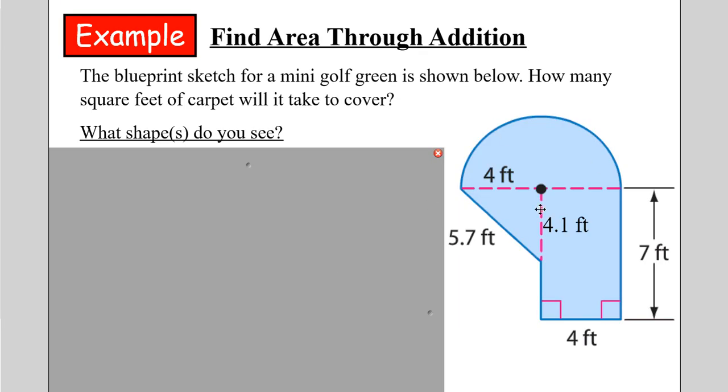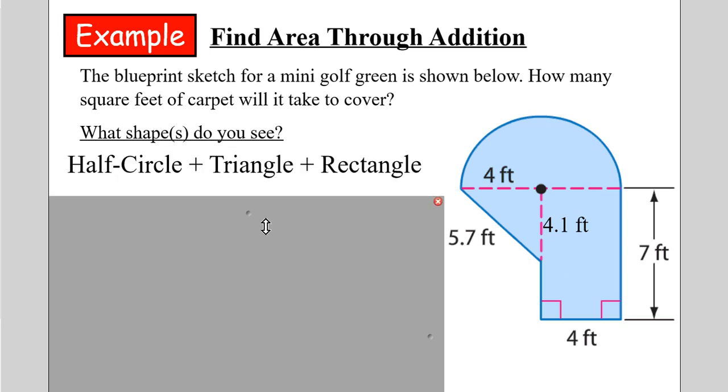In the shape that we're doing right here, a blueprint for a mini golf green is shown below. How many square feet of carpet will it take to cover? So first off, what shapes do you see? I see a rectangle, I see a triangle, and I see half of a circle. So let's find them.